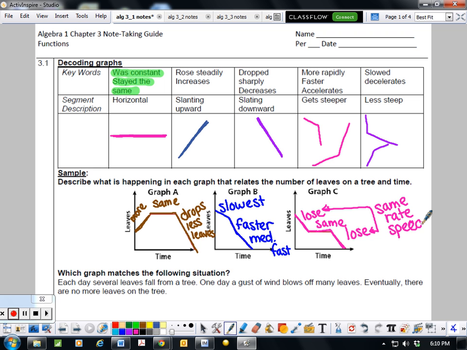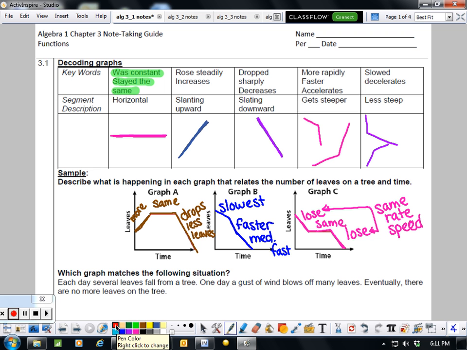And so you'll notice with these graphs that the steepness is talking about how fast or how slow. The more steep it is, the faster we're losing leaves, or the faster we're traveling. The less steep it is, the slower we're losing leaves, or the slower we're traveling. So now we're going to take a look at these three graphs now that we've talked about how they work. And we're going to figure out which one matches our situation.